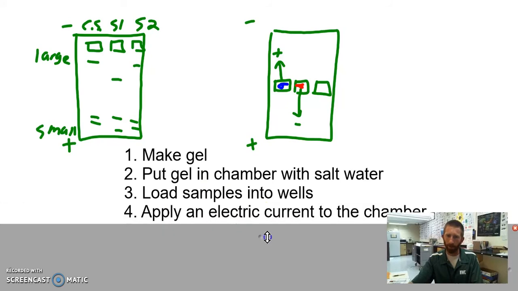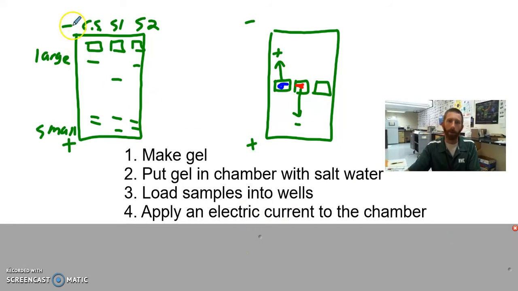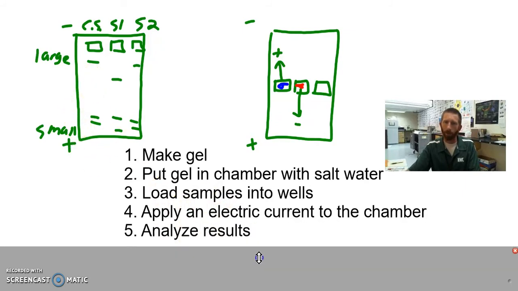And then step 4, we're going to apply an electric current to the chamber. I can't picture that. Oh, here I can. So we have our negative pole over here, so that's black, just like a car battery. The black wire attaches to the negative terminal. We have our positive pole over here, so that's red. So just like car battery positive, the wire is red. So we're going to apply electric current to the chamber, and then we're going to analyze the results.